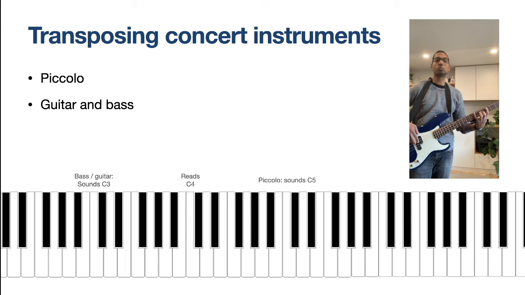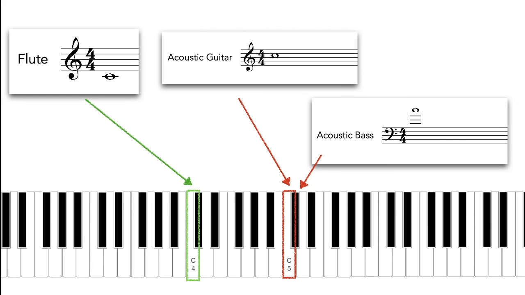Examples of transposing concert pitch instruments include the guitar, bass, and the piccolo. When a guitarist or bassist reads C4, they both sound an octave lower, or C3. When a piccolo reads C4, the resulting sound is an octave higher, or C5. If you want a bassist or guitarist to sound C4, you will need to write the note an octave higher, or C5, which is quite high and thin sounding on the bass, but richer and fuller sounding on the guitar.